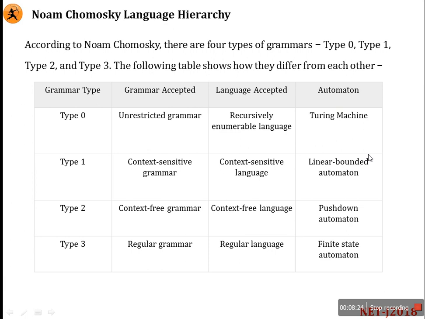So please be clear. Four machines: finite automata, Pushdown automata, linear bounded automata, and Turing machine. Four languages: regular language, context free language, context sensitive language, recursive enumerable language. Type 3 grammar is also called regular language. Sometimes this question will be asked also. Type 2 is context free language. Type 1 is context sensitive language. Type 0 is recursive enumerable language.